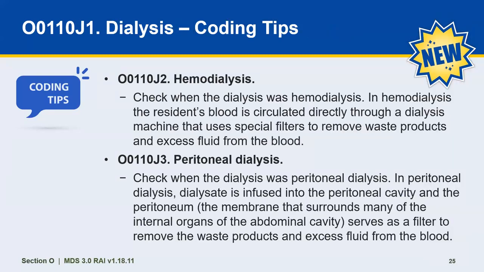Here are some new coding tips for O0110 J1 dialysis. And basically, you will check hemodialysis when the dialysis is hemodialysis, and check J3 peritoneal dialysis when dialysis was peritoneal. These are both defined here on the slide as well.